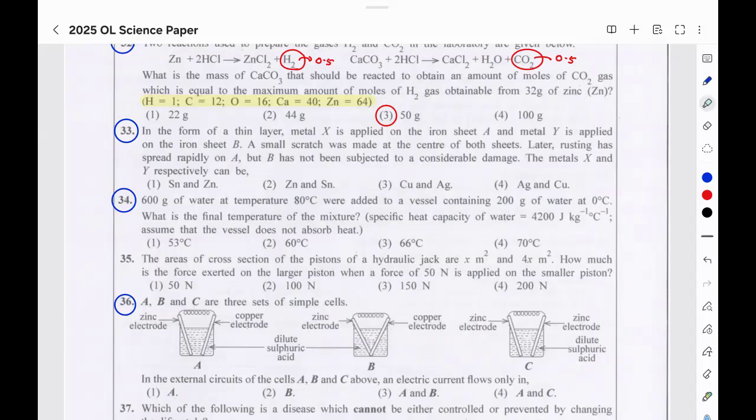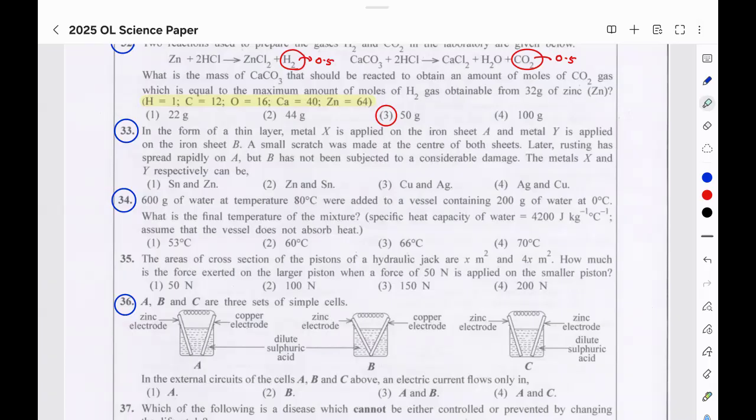Now we know that, just imagine the iron sheet is coated with tin. Tell me, students, is it cathodic protection or anodic protection? Anodic protection, because tin is a less reactive metal than iron. A small scratch is enough, right? What will happen? Suddenly the iron is rusting. Iron is reacting. So therefore that A should definitely be tin.